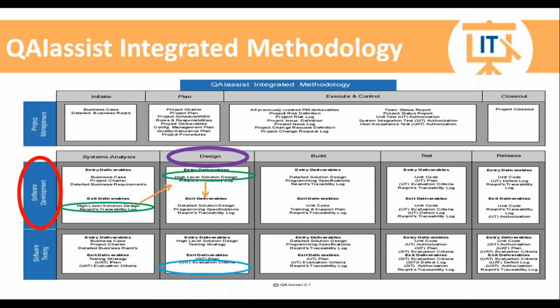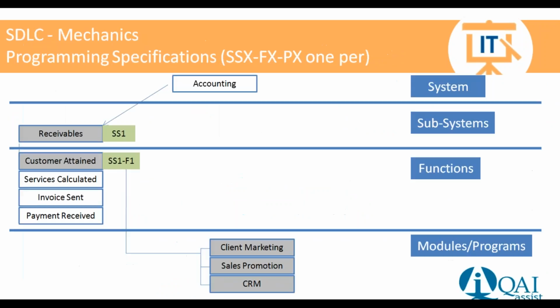So now we know we have our high-level solution design, we have our detailed solution design deliverables, one per function, and we also know from the structure and the naming convention the modules or programs that are going to have to be built. We've driven them down using our process model.